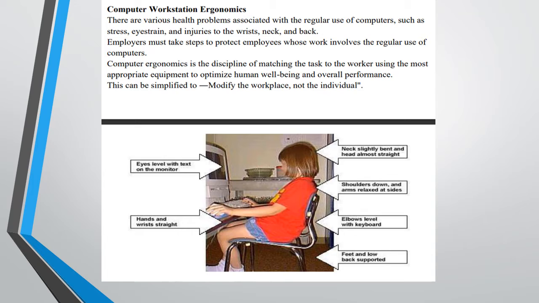Computer ergonomics is the discipline of matching the task to the worker using the most appropriate equipment to optimize human well-being and overall performance. This can be simplified to: modify the workplace, not the individual.